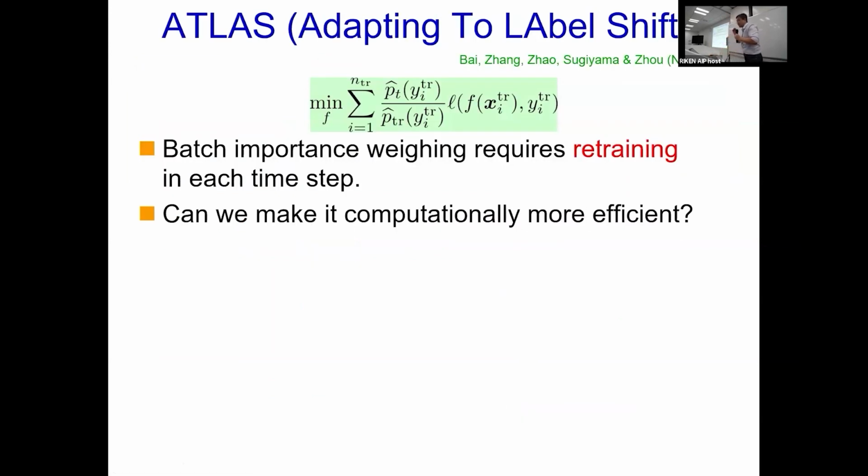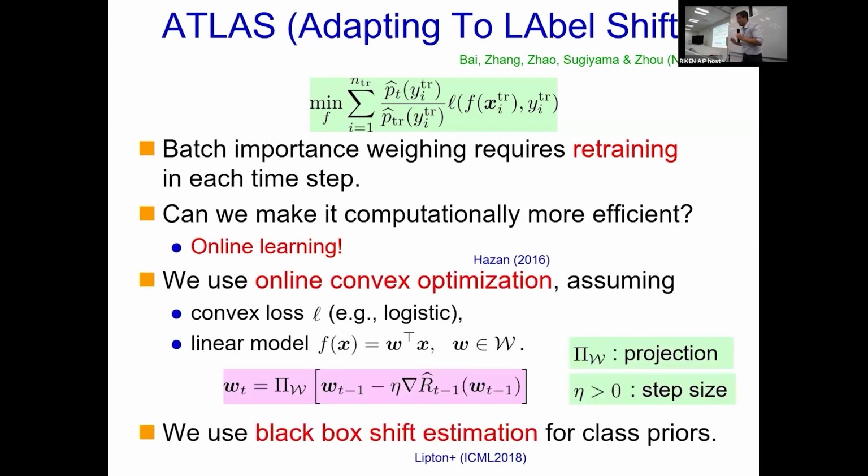So this is our method called ATLAS, adapting to label shift. So naively, we can perform batch importance weighting over time. So label shift can also be handled similarly to the covariate shift case. And it's even simpler. So we can apply batch importance weighting, but this is computationally inefficient. So we want to do this updating process in an online way. So we use online learning, and more specifically, we use the simplest one, online convex optimization.